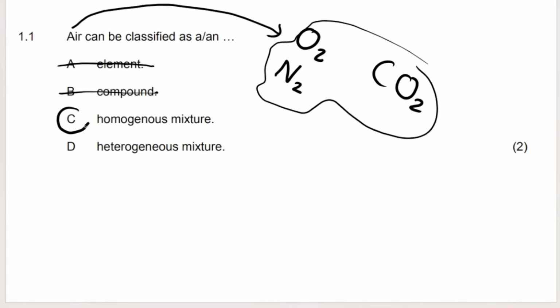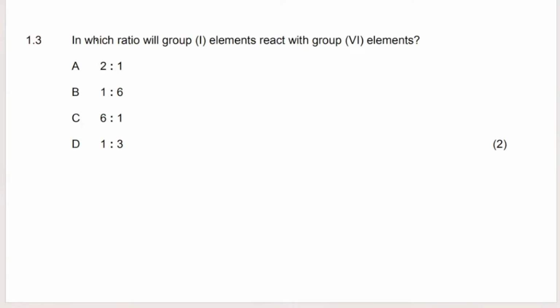It is a homogeneous mixture because we can't tell the differences between its components. You can't look at air and say, oh, there's the oxygen, there's the carbon dioxide. It's air. So uniform composition, all in the same phase, can't distinguish one from another. So therefore, C. In which ratio will group 1 elements react with group 6 elements?